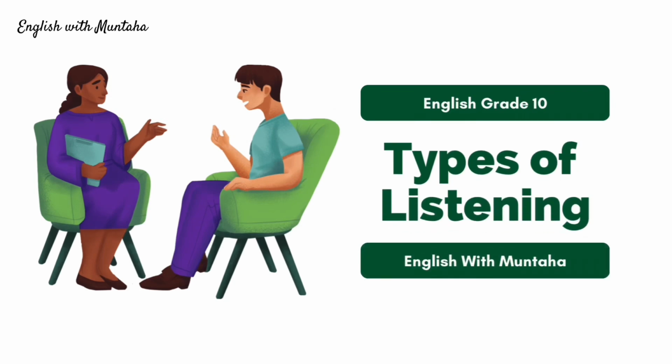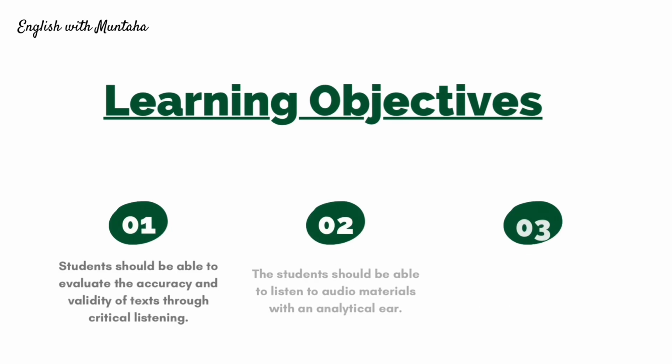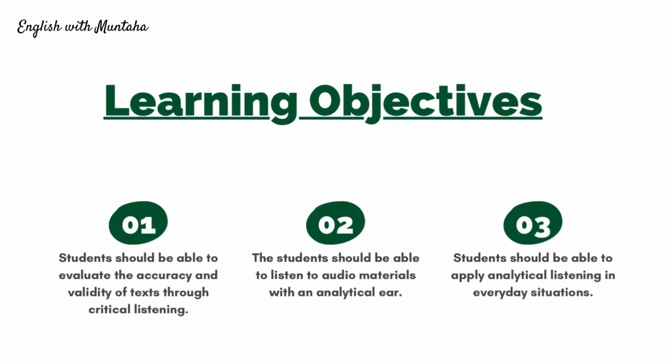Types of listening. Learning objectives. Students should be able to evaluate the accuracy and validity of texts through critical listening. The students should be able to listen to audio materials with an analytical ear. Students should be able to apply analytical listening in everyday situations.